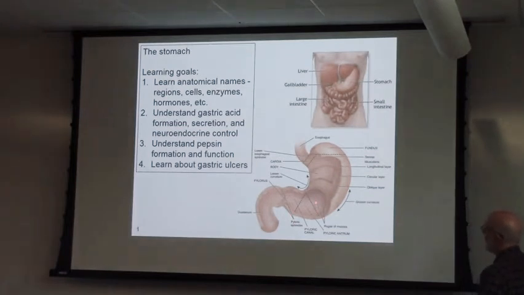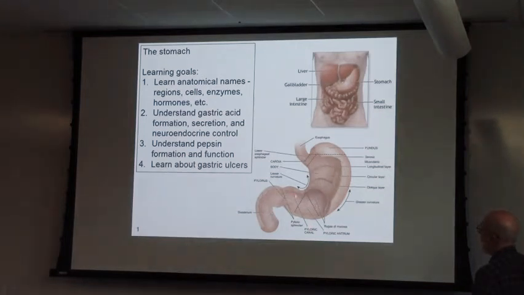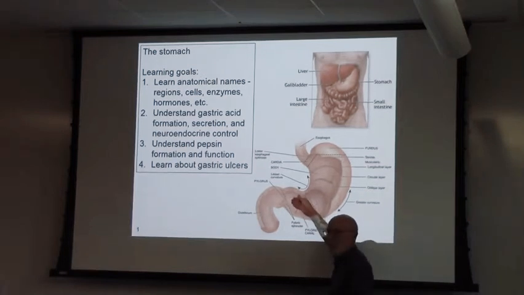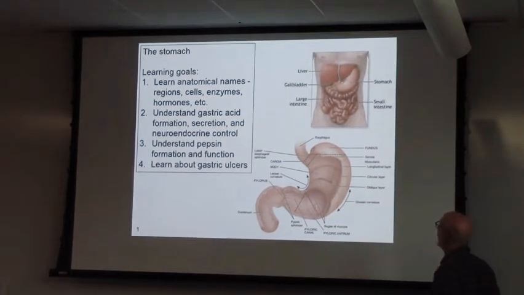Then there's some other names here. There's the pyloric canal, and some books talk about the antrum of the pylorus as opposed to the pyloric antrum. Whatever. Antrum, then the pyloric sphincter. This region right here, right before the pyloric sphincter, is often called the pylorus. Okay, those are the big sections of the stomach: cardia, fundus, body, antrum, pylorus.